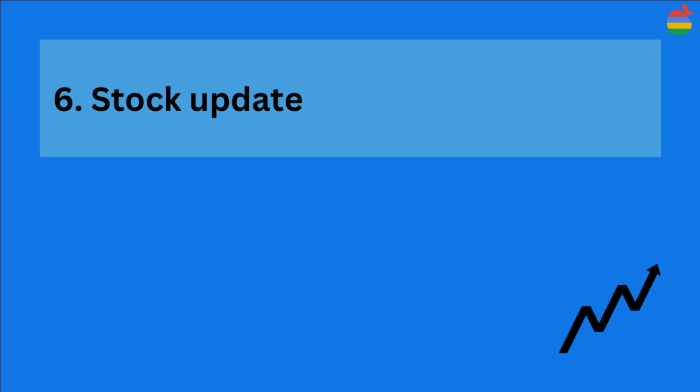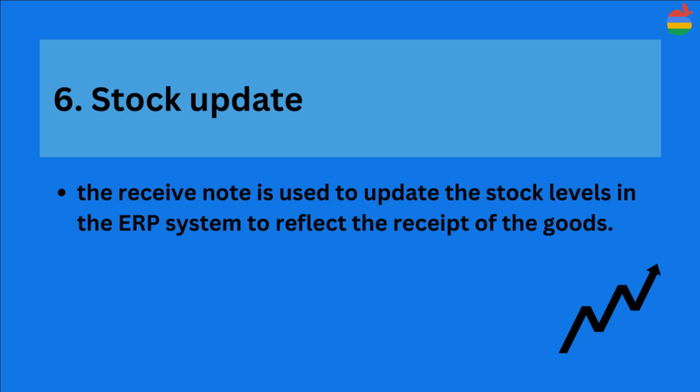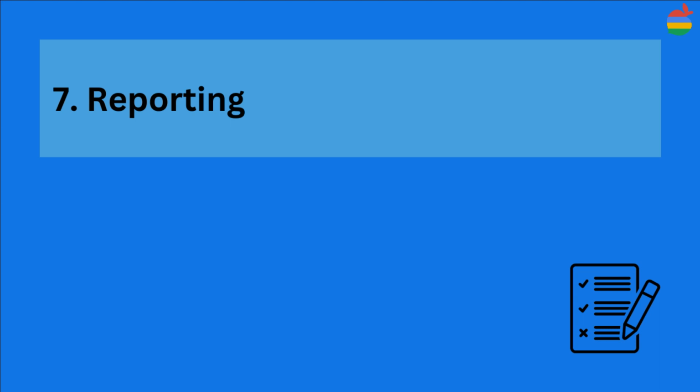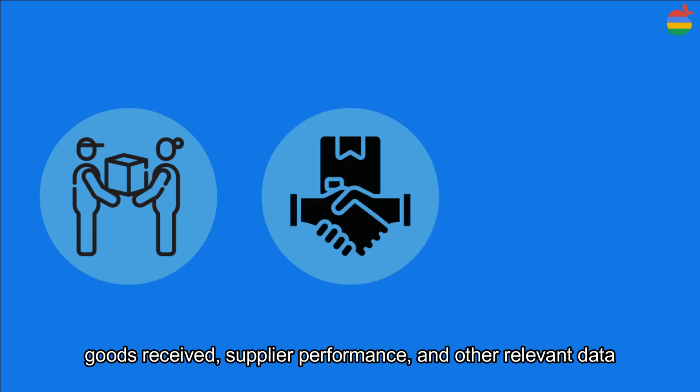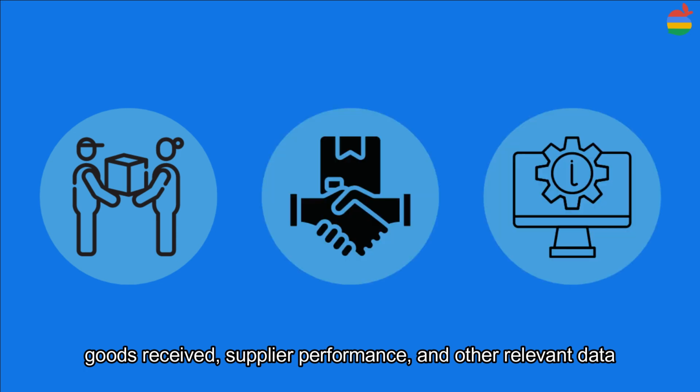Number 6, stock update. The receive note is used to update the stock level in the ERP system to reflect the receipt of goods. Number 7, reporting. The receive note can be used to generate reports on goods received, supplier performance, and other relevant data.